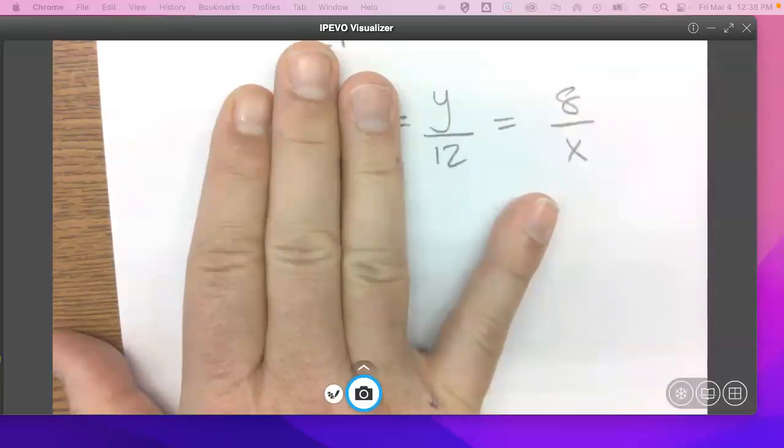So the ratio is 2 to 1. What would X have to be? 4. What if Y were 6? So the ratio is 1 to 2.